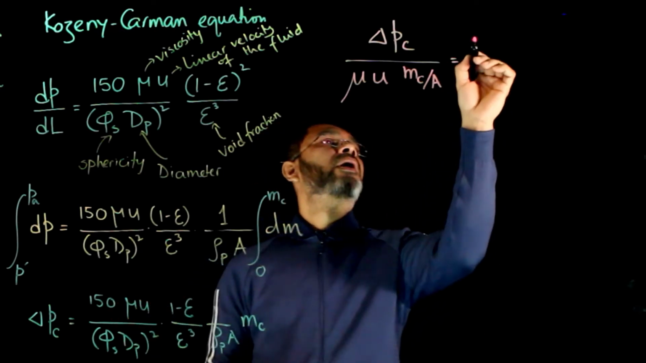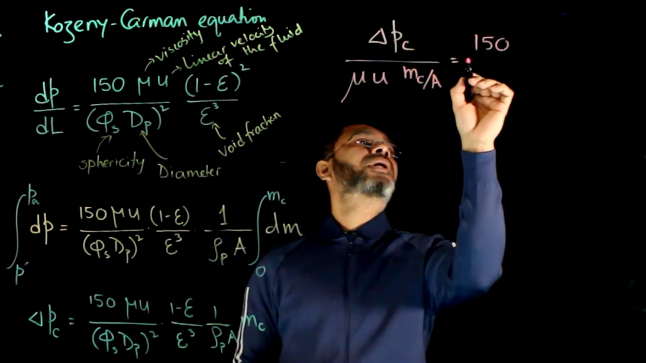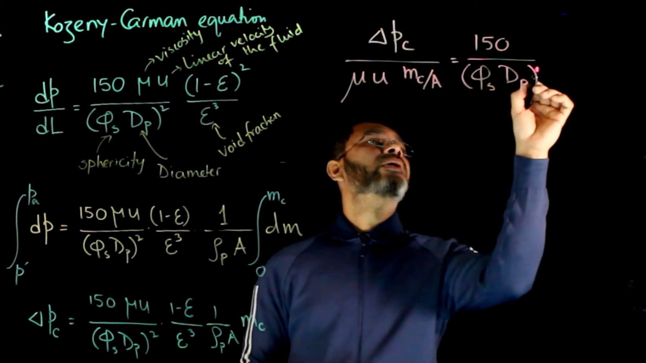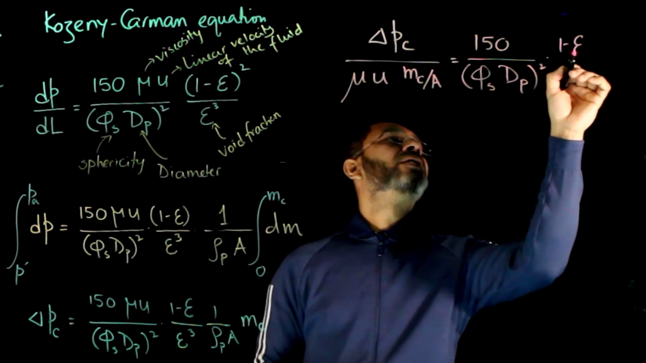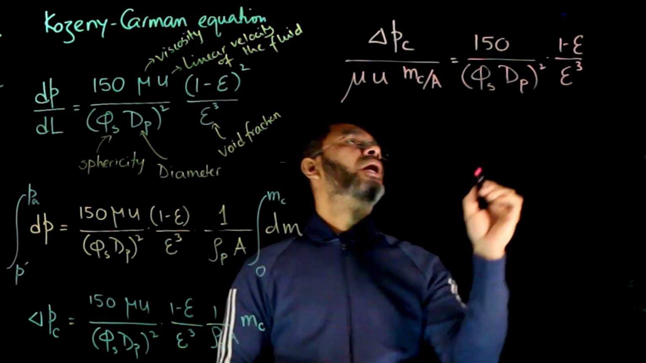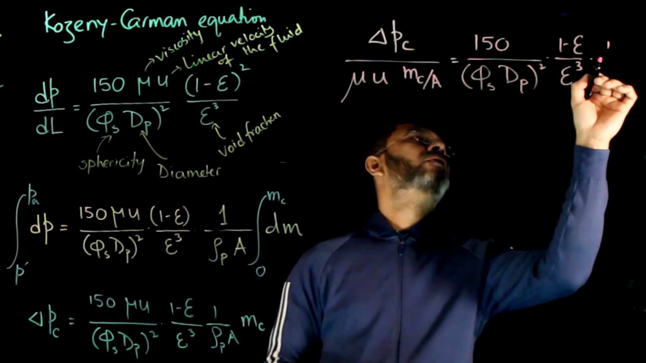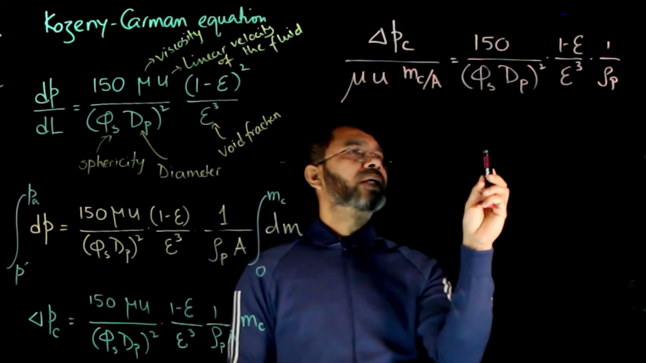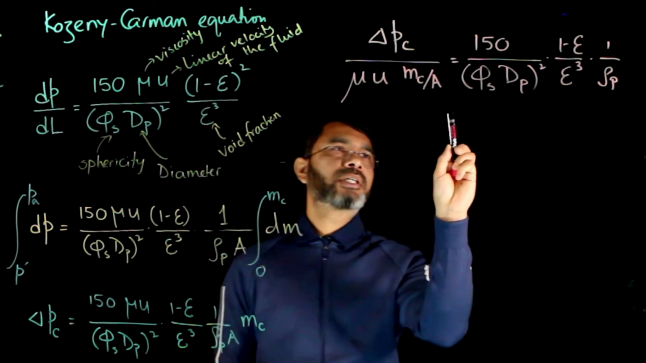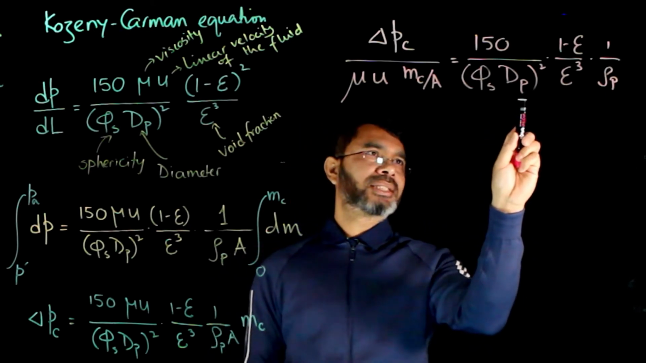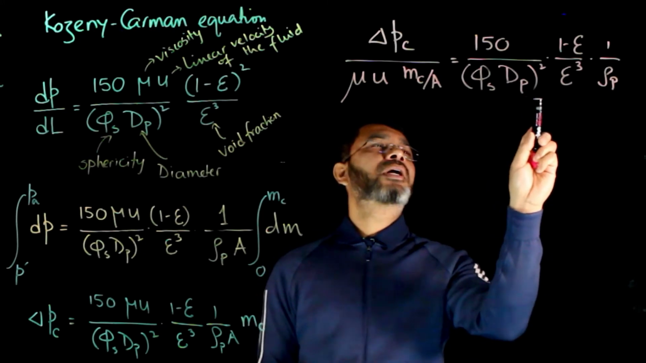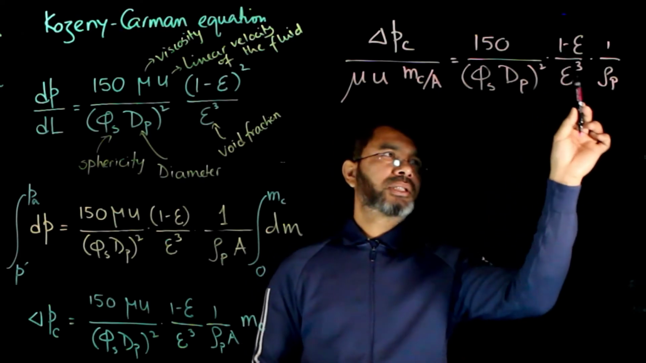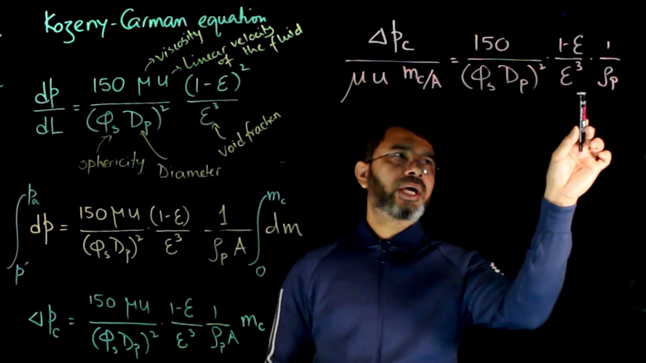equals 150 over phi s dp squared, (1 minus epsilon) over epsilon cubed, and we'll have another term here, rho p. Now look here, we have taken all the constant solid properties to the right side. Remember the purpose of this formulation: on the right hand side, these are all the constant terms for the solid particles. Sphericity is constant, diameter is constant, void fraction is constant, and also density is constant. So all are constant terms for the solid particles.